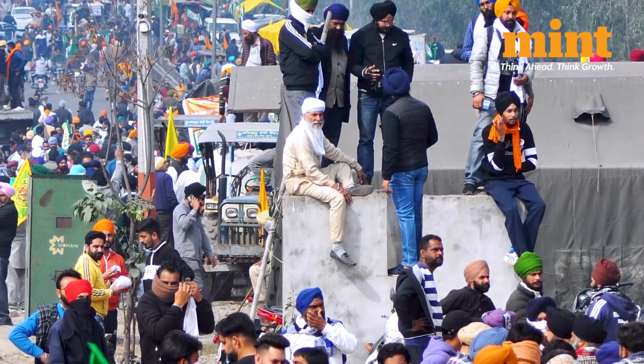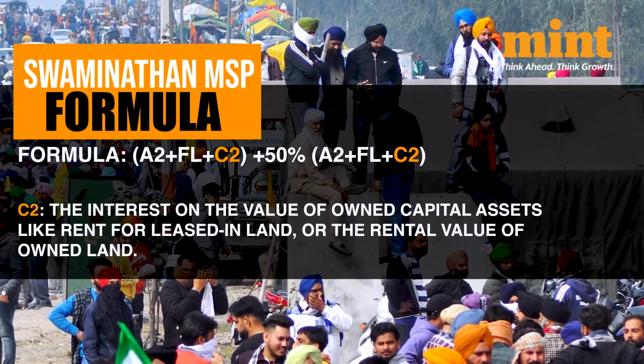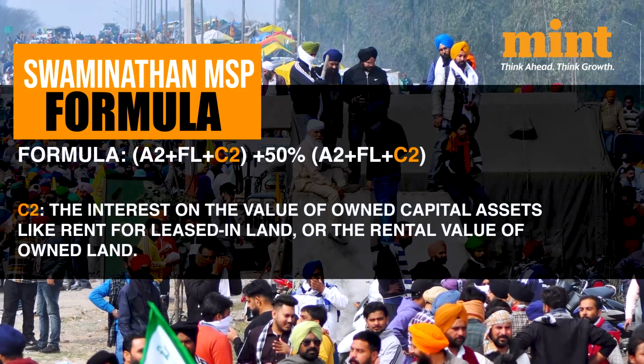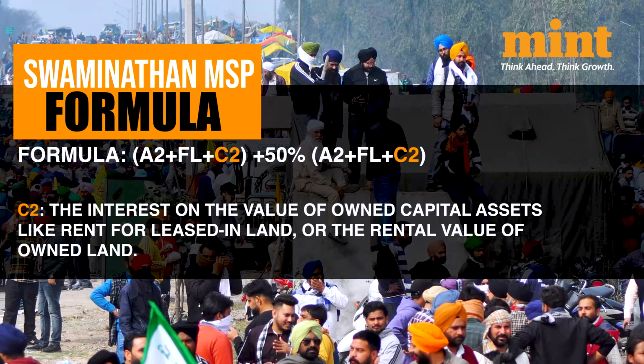On the other hand, the Swaminathan Commission, headed by the late MS Swaminathan, the father of the Green Revolution in India, recently given the Bharat Ratna by the ruling BJP, had in 2006 recommended a different formula. For the calculation of input costs, along with the paid out cost, which is A2 in the earlier case, and the imputed value of family labor, it also included the interest on the value of owned capital assets, which is C2 in this case. The Swaminathan Commission suggested the COP should be based on C2 plus A2 plus FL, plus 50% of the formula for setting MSP.